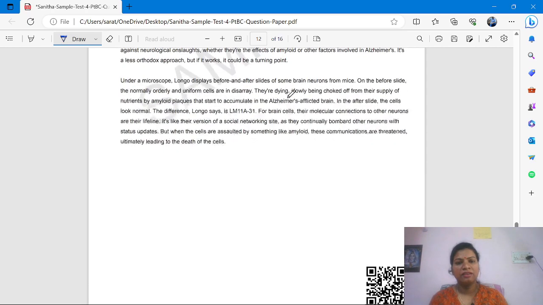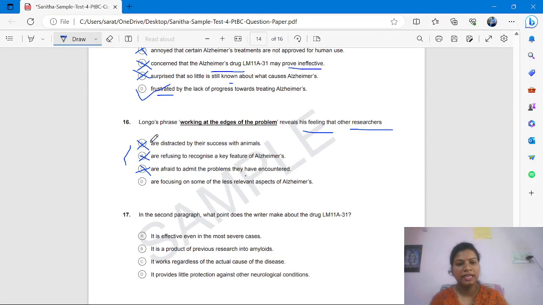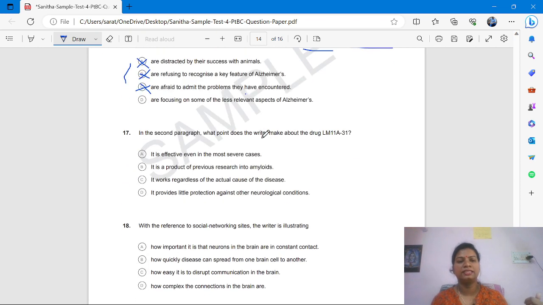When we come to the options, it is not saying anything about the first option. It is not saying are refusing to recognize key features, or are afraid to admit the problems they have encountered. Only one option is matching: are focusing on some of the less relevant aspects of Alzheimer's. Working at the edges means less relevant aspects of Alzheimer's. So this is the answer.